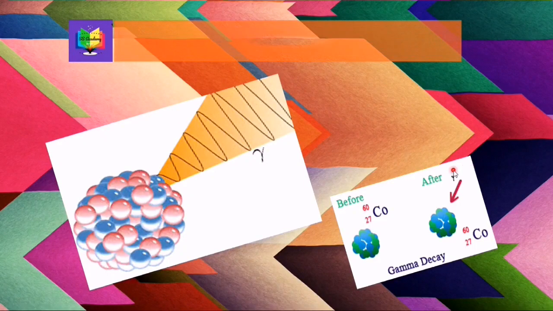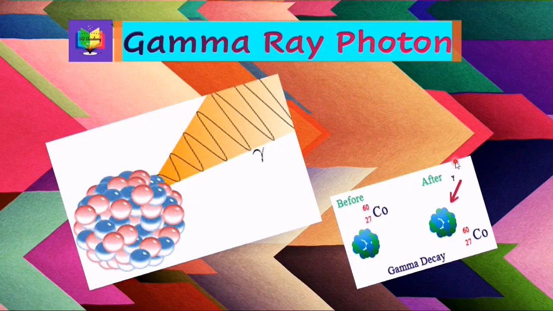So what happens when gamma ray emission takes place? This is how we represent a gamma ray photon. So emission of a gamma ray photon from excited or unstable nuclei is shown in this way. Okay, after giving out these photons, this unstable nucleus becomes a stable nucleus.